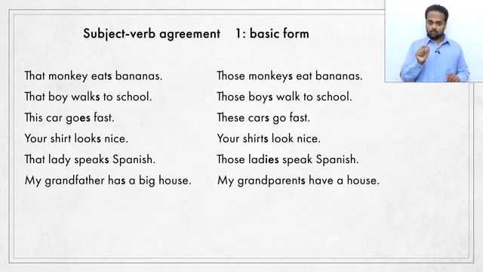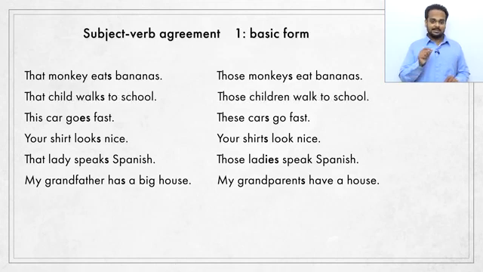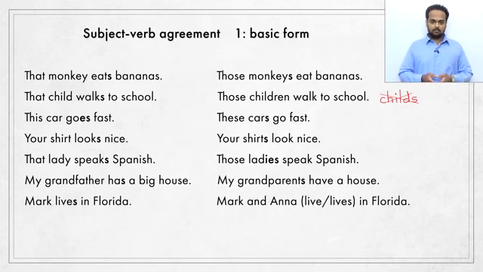Now with plural nouns, I want to point out that there are some irregular plurals. For example, instead of saying that boy, you can say that child walks to school. But now the plural is those children walk to school, not childs. But still, children is a plural form, so we use a plural verb walk with no S added to the end. Here's one more example, but this one is going to be a little tricky.